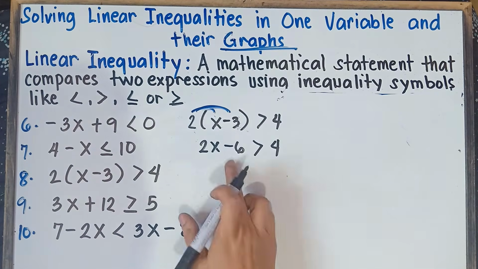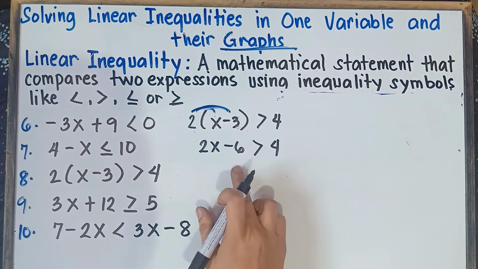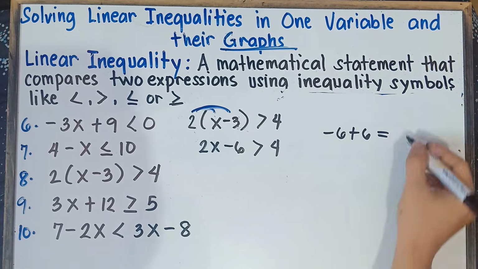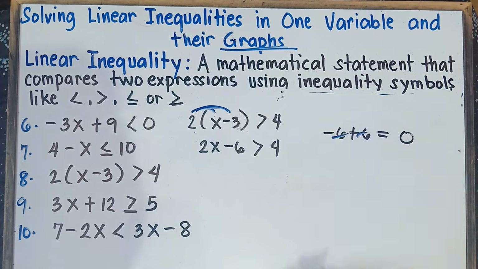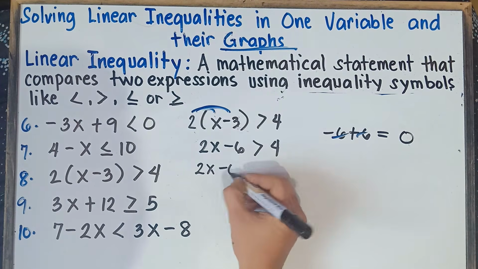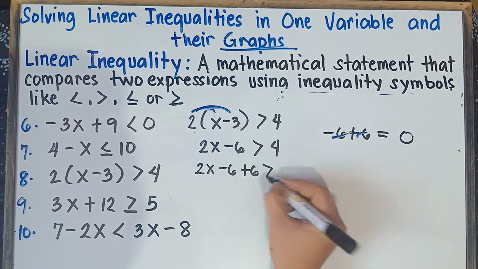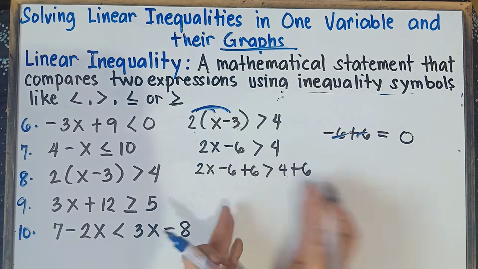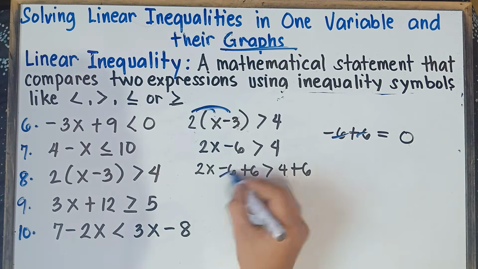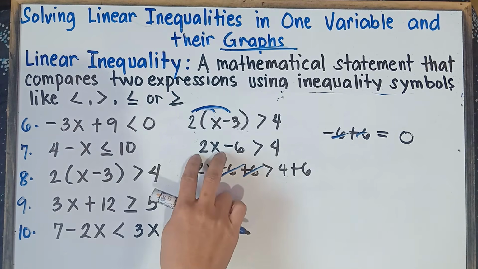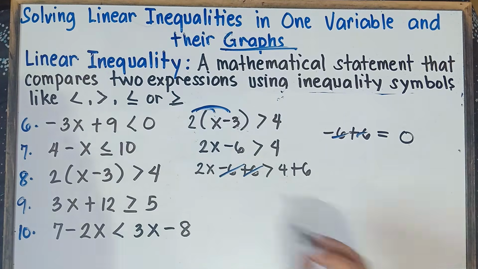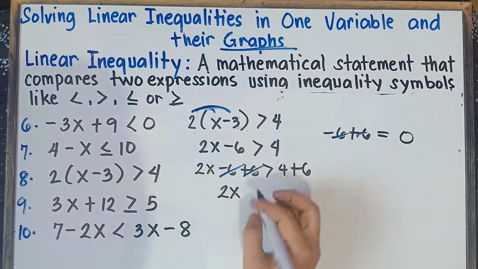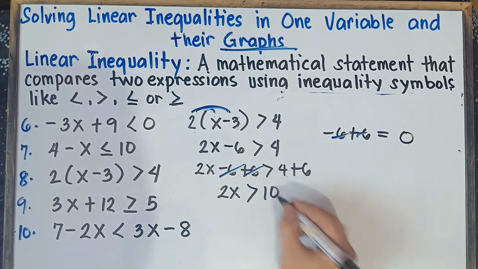Alright, and then we need to add both sides by positive 6, because negative 6 plus 6 is equal to 0. We can just simply cancel this out. So this will be 2x minus 6 plus 6 is greater than 4 plus 6. Now, you'll be asking questions, sir, why do we need to add both sides by 6? So that, class, you can cancel this out and the remaining expression will be only 2x. So copy 2x is greater than 4 plus 6, that would be equal to 10.